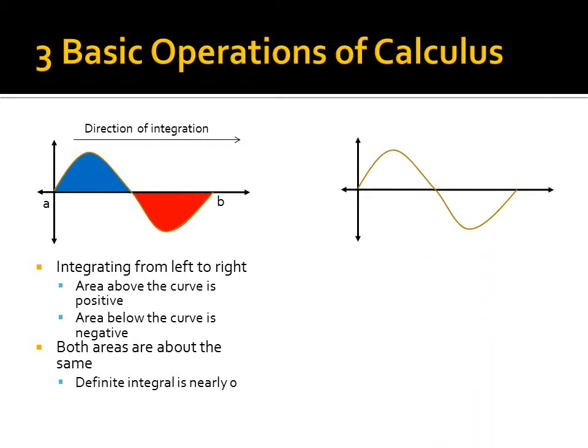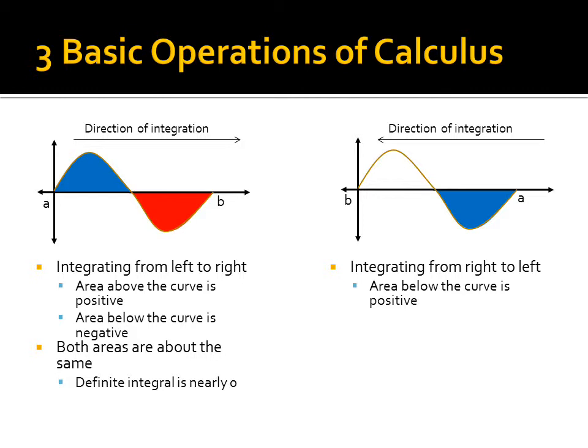Let's look at this same function, except we're going to swap the boundaries around. We're going to put A right here, and we're going to put our upper boundary B at the origin. And again, we're still integrating from A to B. So our direction of integration this time is from right to left. And that changes everything around.